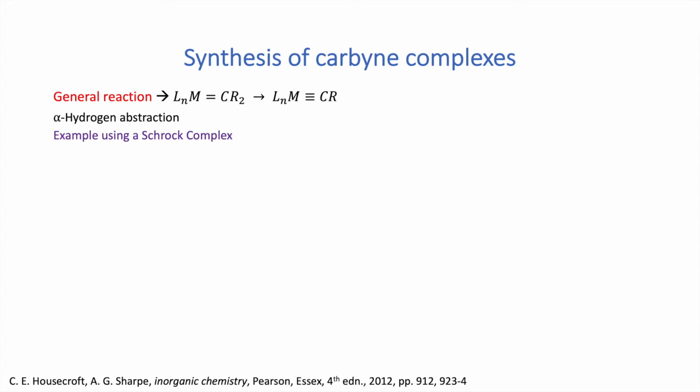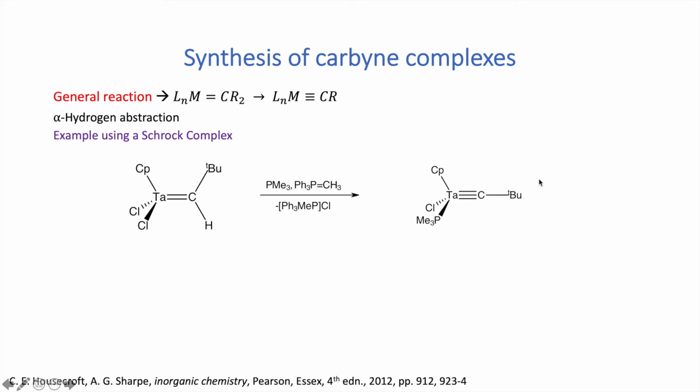So an example using a Schrock complex, if we react a Schrock type complex with trimethylphosphane and methylene triphenylphosphorane, this results in the exchange of one of these Cls for a PMe3 and the removal of this hydrogen here. This forms this carbyne complex here, and the alpha hydrogen abstraction has taken place.